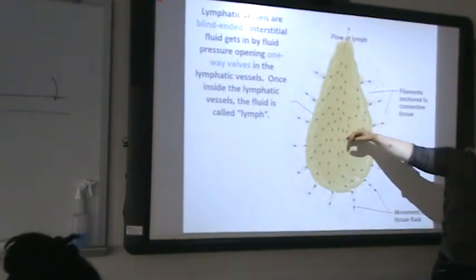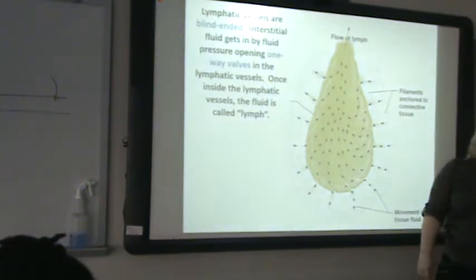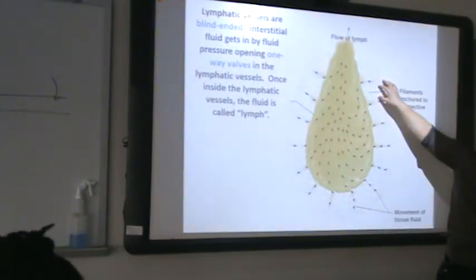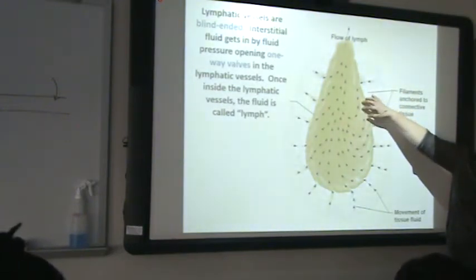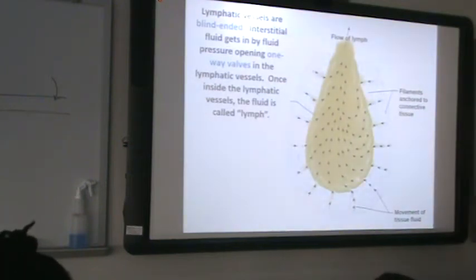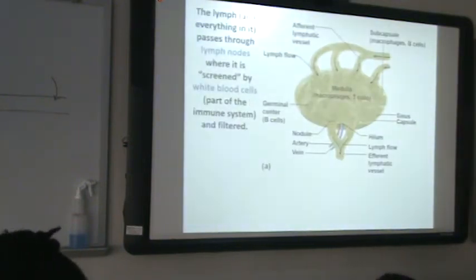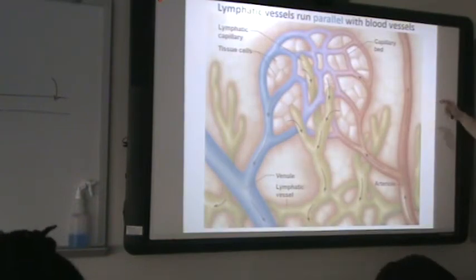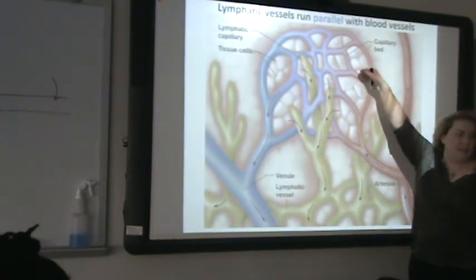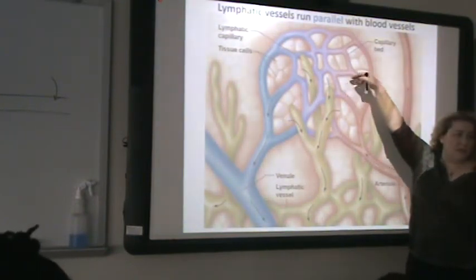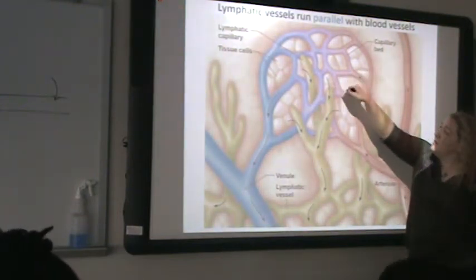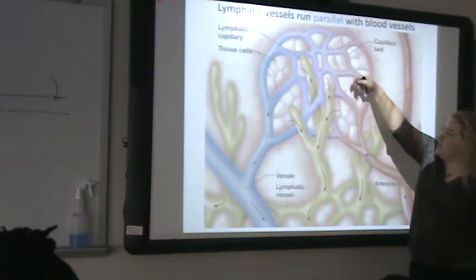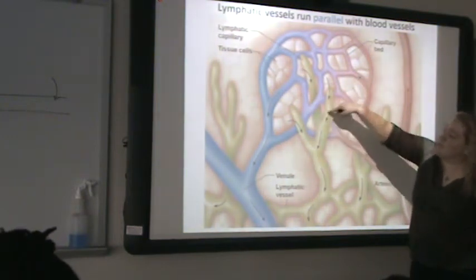What makes the fluid go in? Just the pressure of it building up out here. Did you say osmotic pressure? It's actually hydrostatic pressure. But look back at the capillary bed. Capillary beds are leaking fluid into the tissue fluid, and it's going to build up. And the pressure in the interstitial fluid is going to build up, and that pushes fluid into the lymphatic vessels.